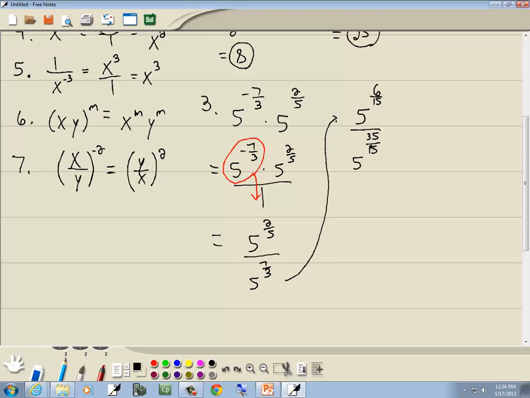Well, now it'll be easy to work with. We've got 5 to the power over 5 to the power, so I'm going to subtract a smaller exponent from the larger one. So I got 35/15 minus 6/15, which gives us 29/15. So we're going to have 5 to the 29/15 where our larger exponent was, which was down in the denominator. So we'll have 1 over 5 to the 29/15. And that's our answer.